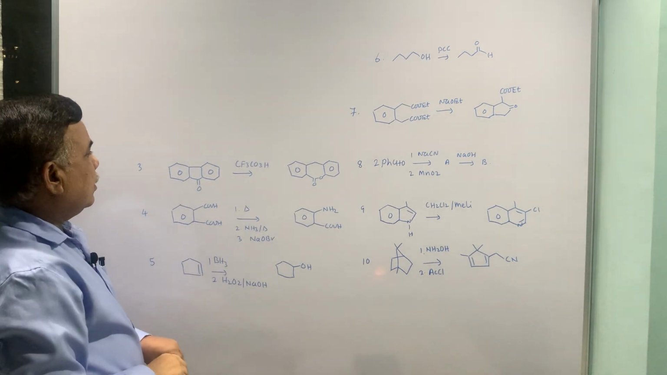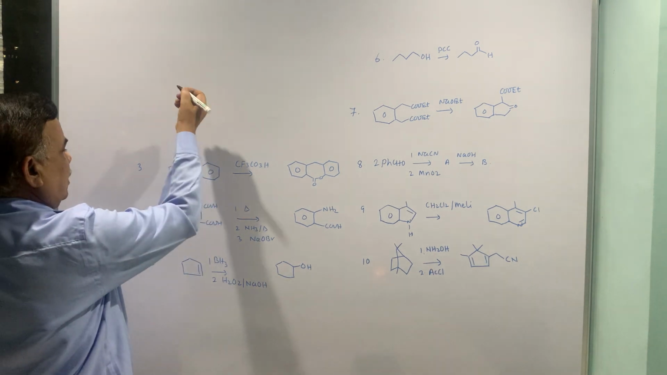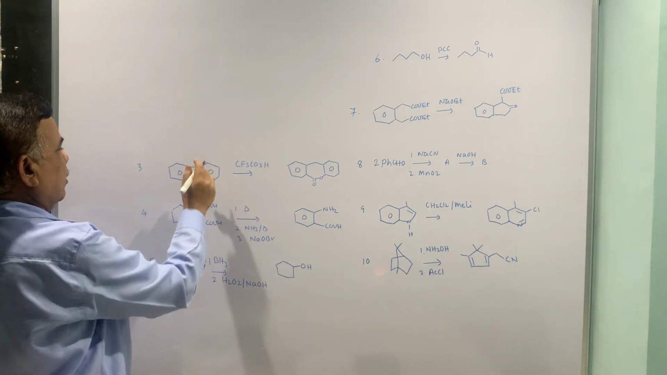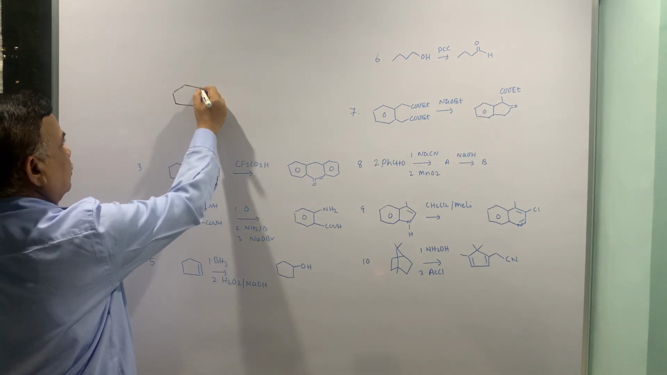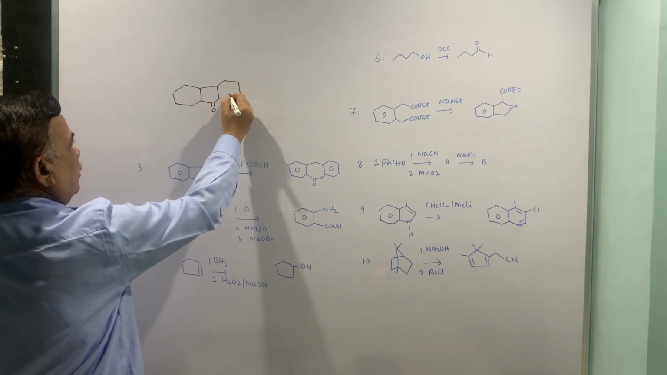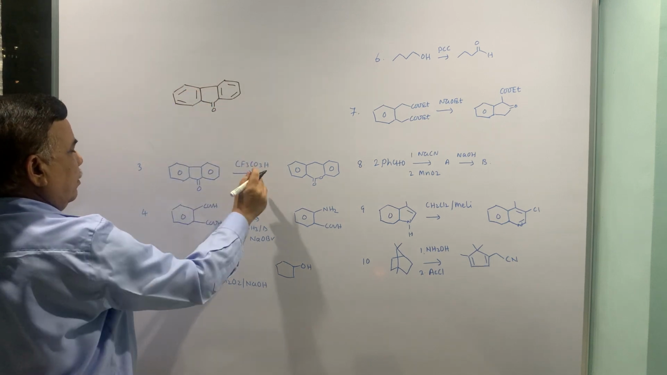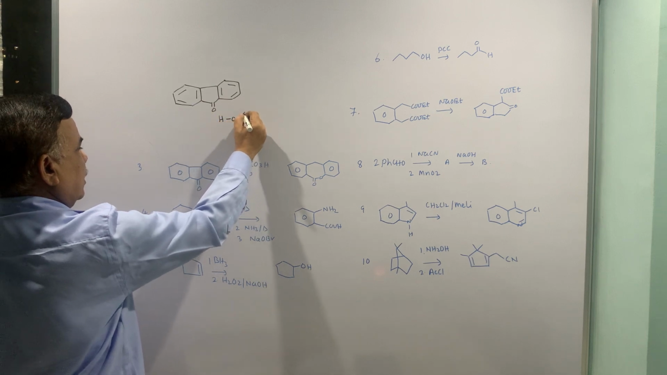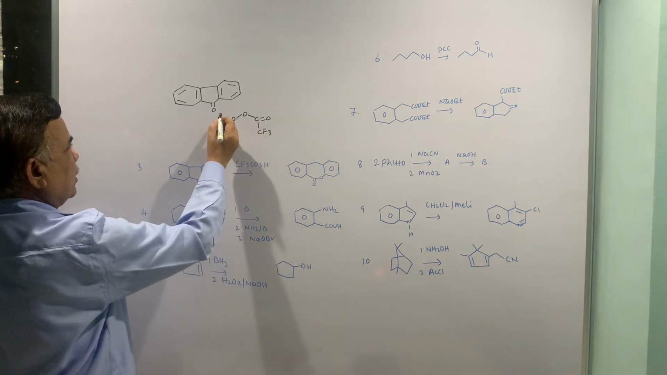Third example is Baeyer-Villiger. Some mixed examples are there, but mostly oxidation reduction I have seen. CF3COOH. So, the central ring is 5-membered. Okay. Then when it interacts with your peracid, I will just show peracid like this. This is trifluoroperacetic acid.